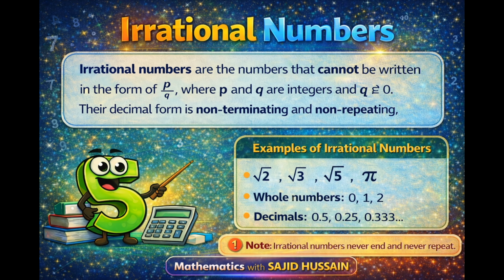Definition of irrational numbers. Irrational numbers are the numbers that cannot be written in the form of p/q, where p and q are integers and q does not equal 0. Their decimal form is non-terminating and non-repeating. Examples of irrational numbers: square root 2, square root 3, square root 5, pi. Note: irrational numbers never end and never repeat in decimal form.